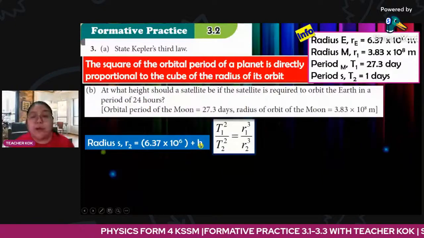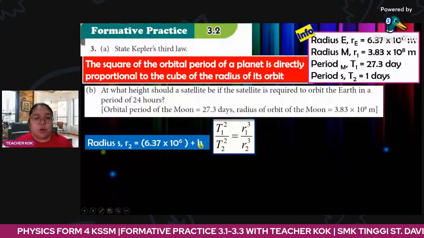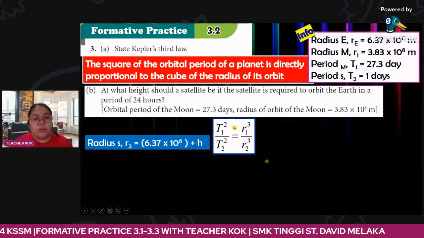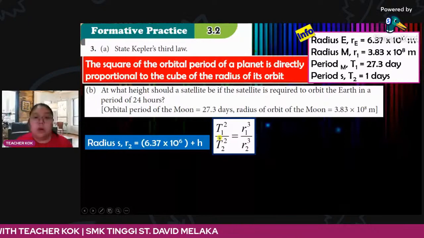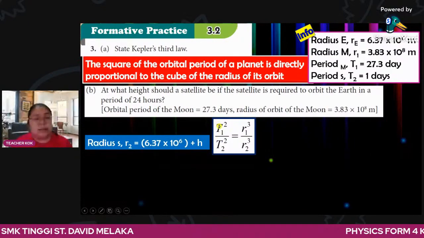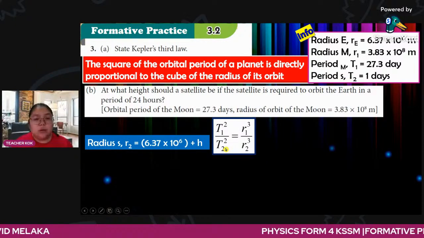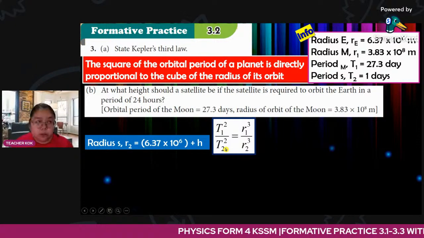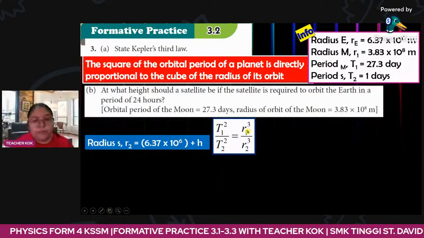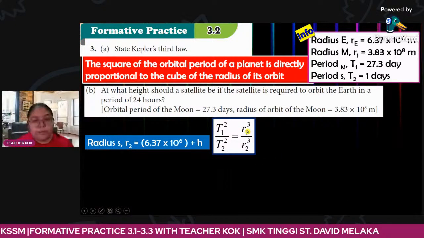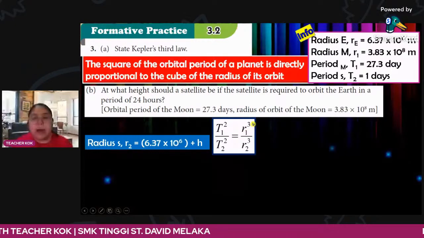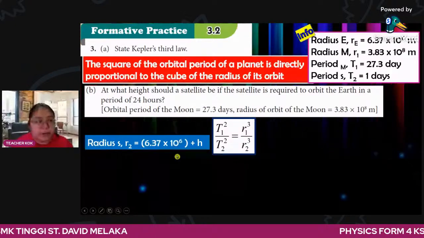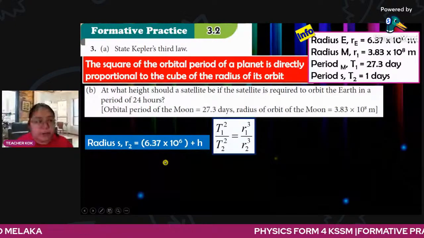So from here we just show the formula. This should be the formula for Kepler's third law. If I use T on one side, then all is T. So T1 over T2, both squared. Then the other side is also the radius, R1 over R2, both cubed. Now the thing I need to find is R2.